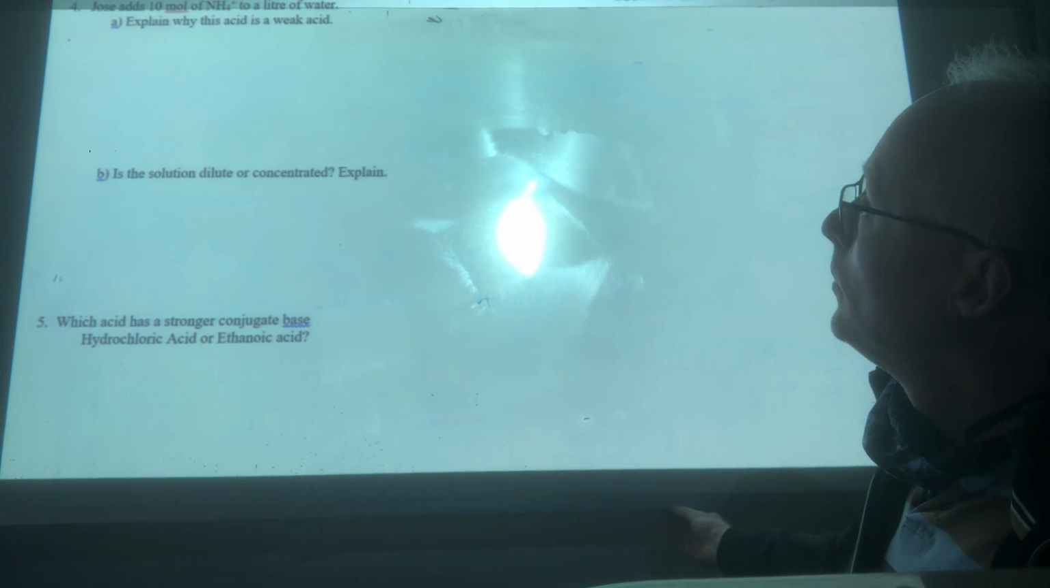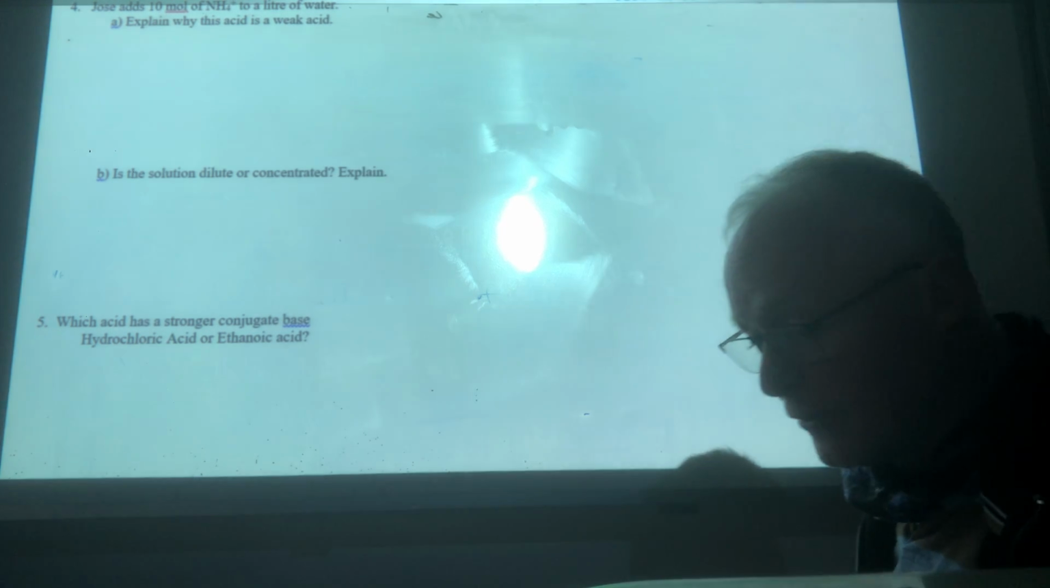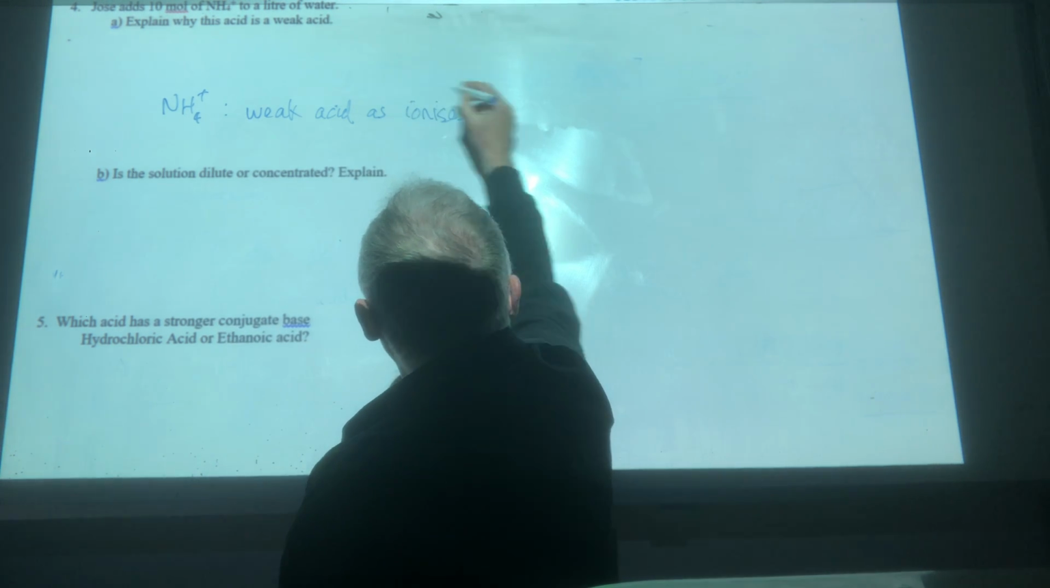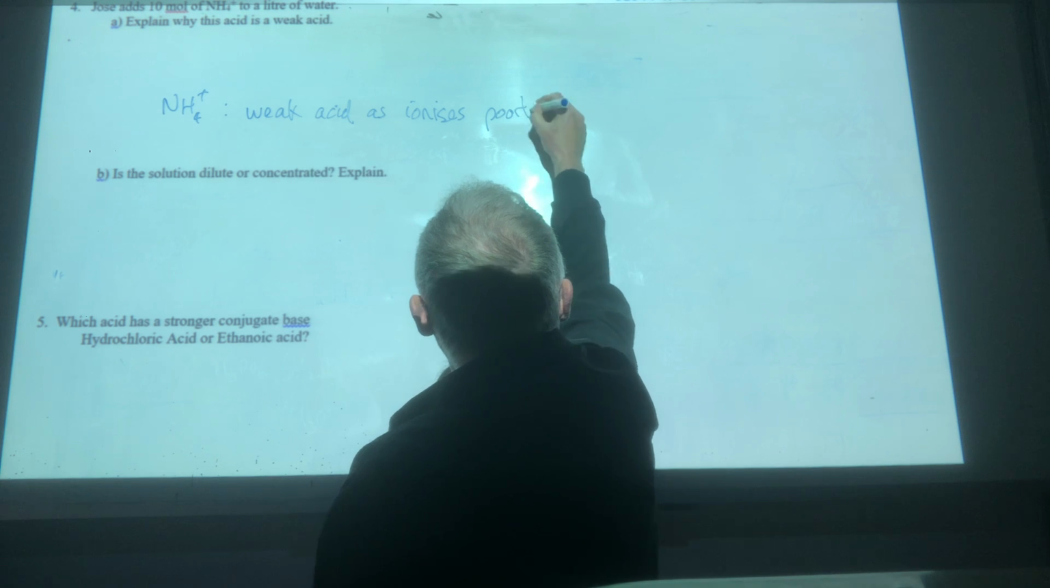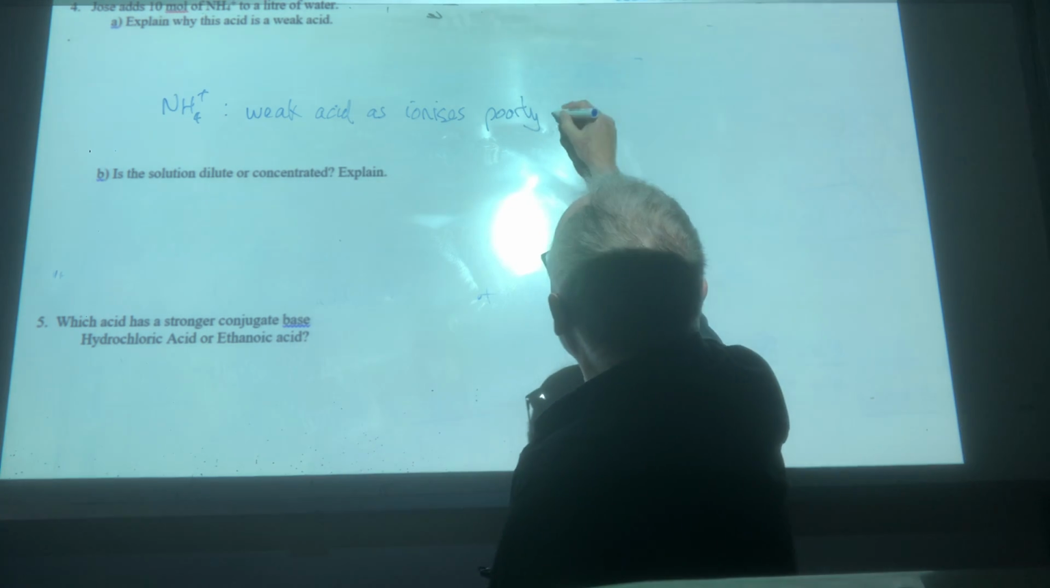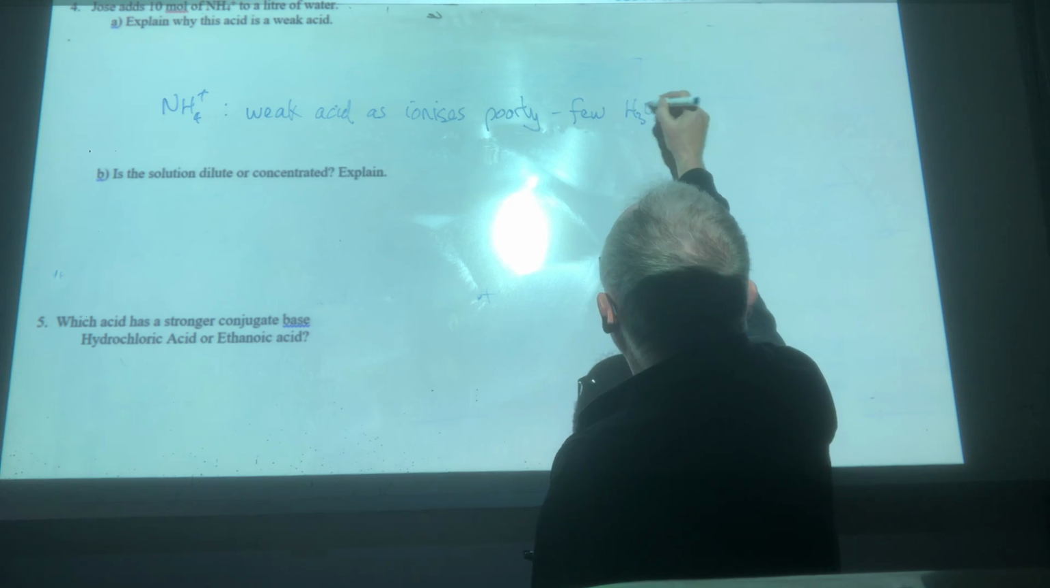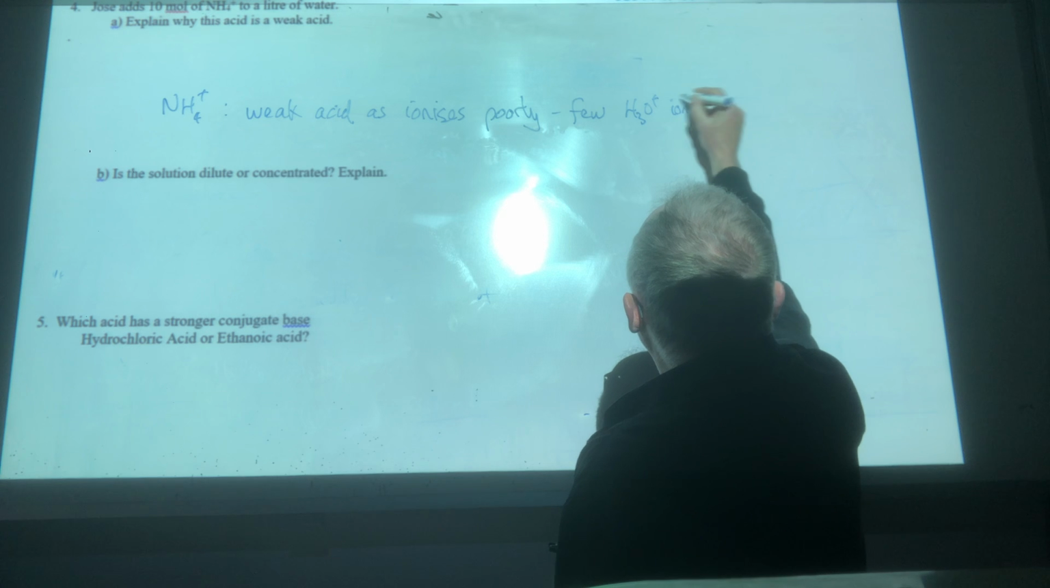Okay, 10 moles of ammonium ions have been added to a litre of water. Well, it's a weak acid, for the reverse of the reason from question 3. Because it ionises poorly. That means few H3O+ ions are produced.